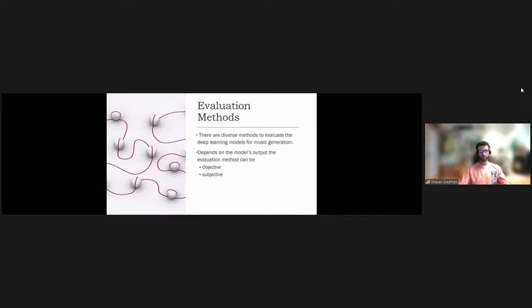So now that we know the deep learning methods that we can use for music generation, it's also important to know how we can evaluate these methods in order to make them able to learn the musical tasks. There are diverse methods to evaluate deep learning models for music generation. And depending on the model's output, the evaluation method can be objective or subjective.